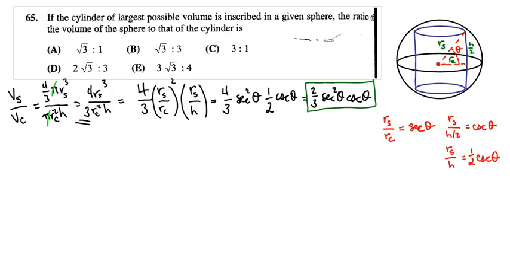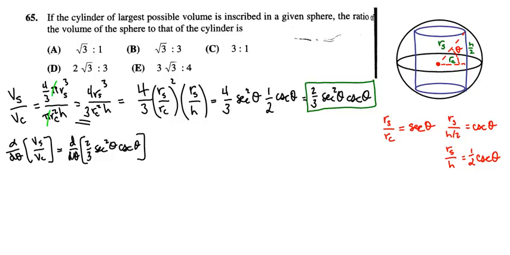And that's what we're going to do. So we're going to try to find the first derivative of this ratio, set it equal to 0, and then see where that occurs. And so we're looking for the derivative with respect to theta of the volume of the sphere to the volume of the cylinder. And that is the derivative with respect to theta of 2/3 secant squared theta times cosecant theta.